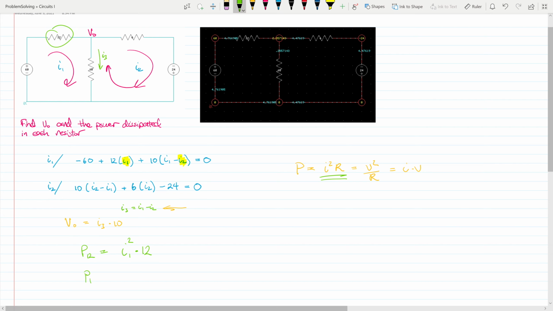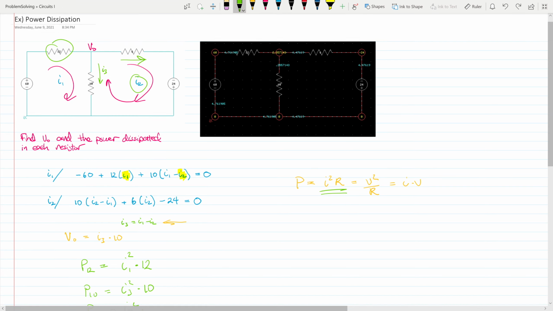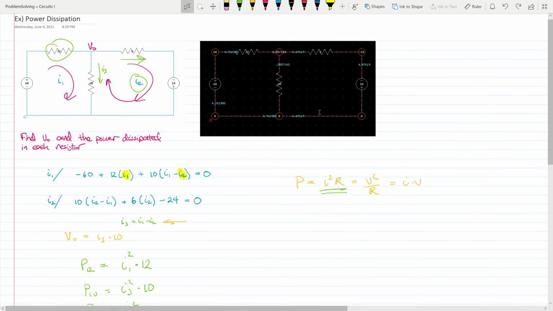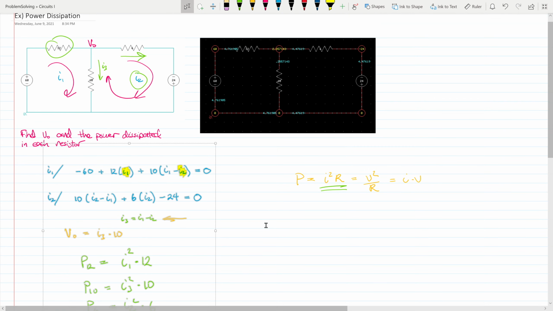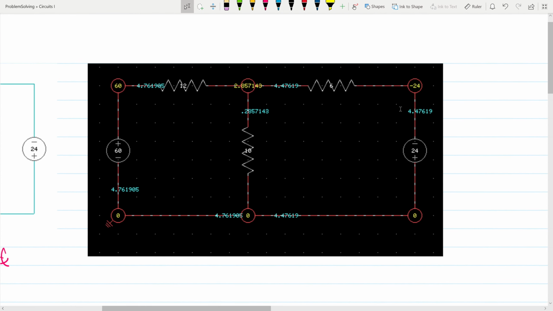Let's do the same thing for the 10 ohm resistor. That would just be I3 squared times 10. And then finally, for the 6 ohm resistor, it would be I2, because that's the current going across the 6 ohm resistor. And then times, I think resistance should say 6, so let's put that in there. Okay. Alright, and the idea is you solve all this in MATLAB or Python, and you'll get your final answers, and then you can compare them to what's here.